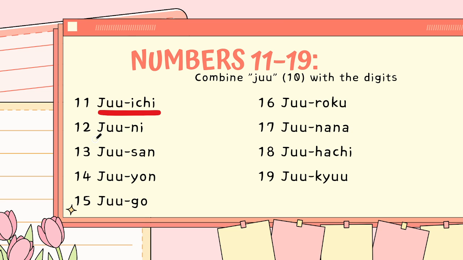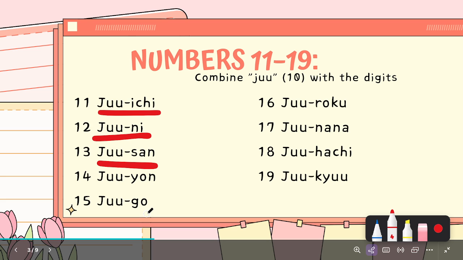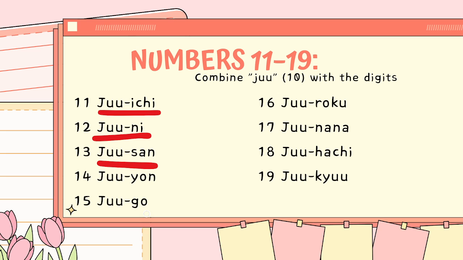Then for 12 we have 10 plus 2. For 10 we have ju and for 2 we have ni. So ju ni. Similarly for 13 we have ju san. 14, ju yon. Then for 15 we have ju go. You can repeat after me.